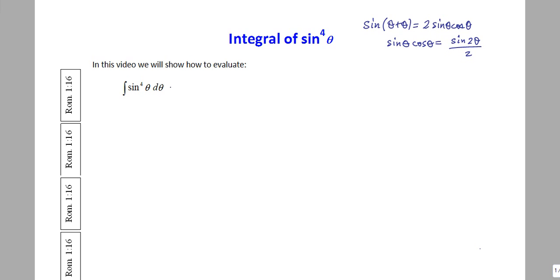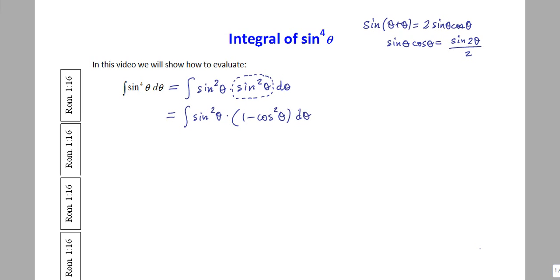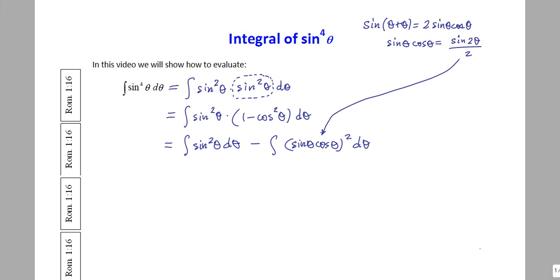Like I said, analogous to the last video, we can write this as the integral of sine squared theta times sine squared theta d theta. Then we invoke our most famous of all trig identities, that the sum of sine squared theta plus cos squared theta is 1. So I can write this as the integral of sine squared theta times 1 minus cos squared theta d theta. Then I can distribute, so this is the integral of sine squared theta d theta minus the integral of sine theta cos theta, that entire product squared, d theta. And now we know what that product is. We just did that up there.